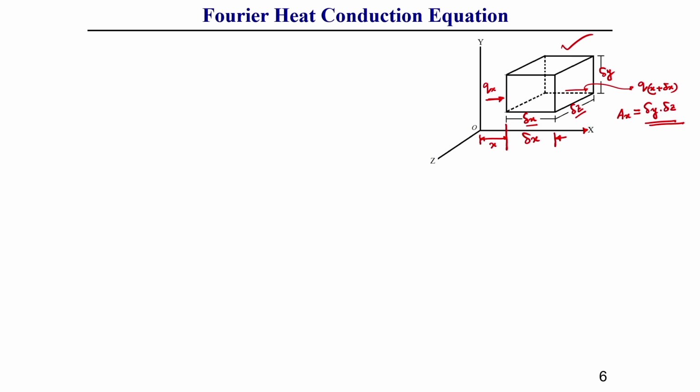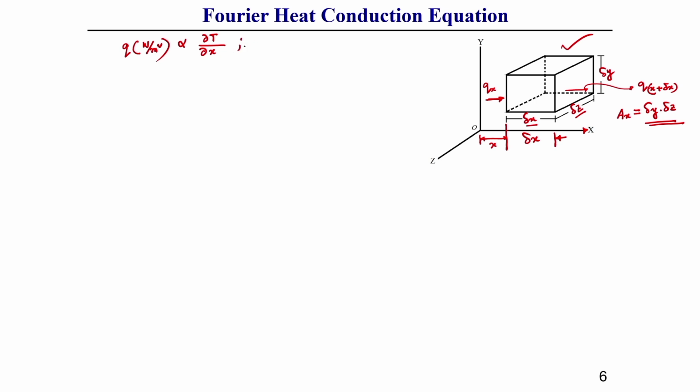Now, first of all we will discuss what is the Fourier heat conduction equation. I have already told you that heat flux, whose unit is watt per meter square, is directly proportional to the temperature difference between 2 points, delta T, and it is inversely proportional to distance. If heat is conducting along the x axis, then it will be delta x. Okay, that I have written.